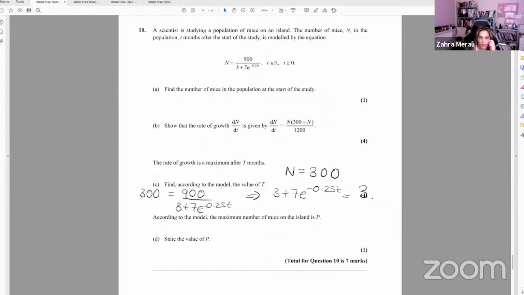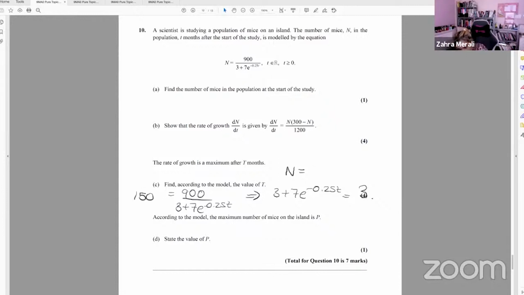Find the number of mice in the population at the start. Show that the rate of growth is the maximum after t months. Oh, apologies. Sorry, not being very smart here. This is going to be 150, which will make a lot more sense.